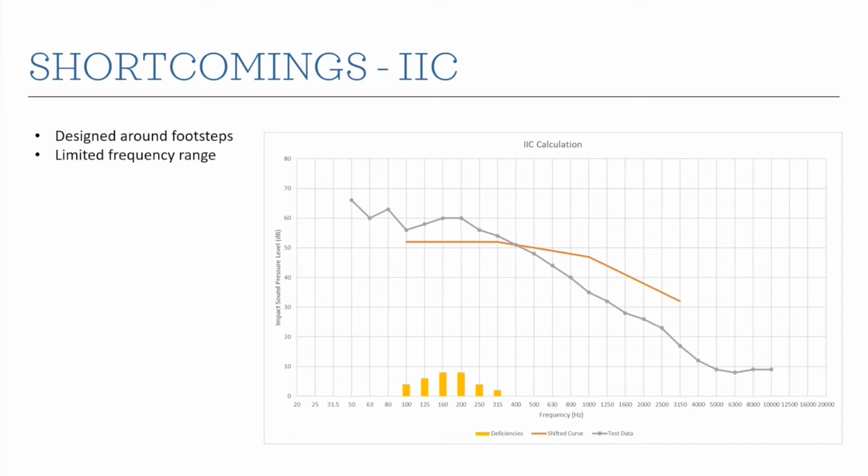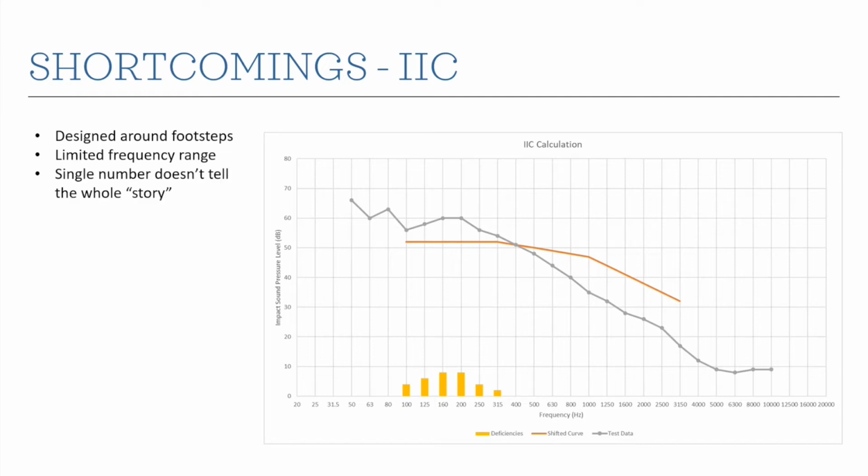So again, if we're good at the lower limit, 100 hertz for the IIC, it doesn't mean that we're going to be quiet enough at 80 hertz or 63 hertz, right? But at the high end, if we're good at 3,150 hertz, we're probably going to be okay at the higher frequencies too.